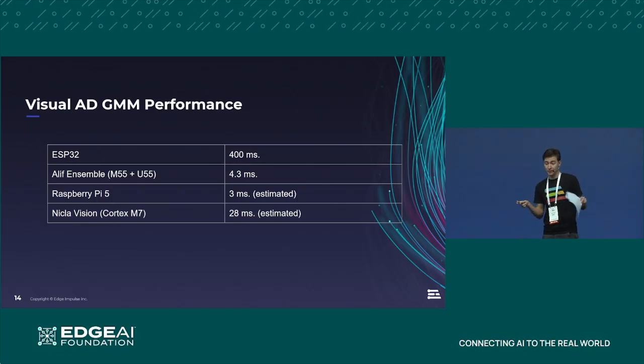Here, the metrics are for the GMM version specifically. The PatchCore, we're still optimizing it because that one is slightly larger, although we do plan to fit it on smaller MCUs as well. Currently, PatchCore runs on Raspberry Pi.